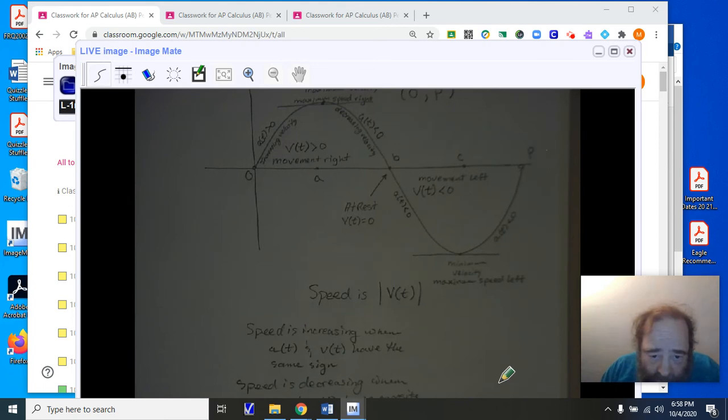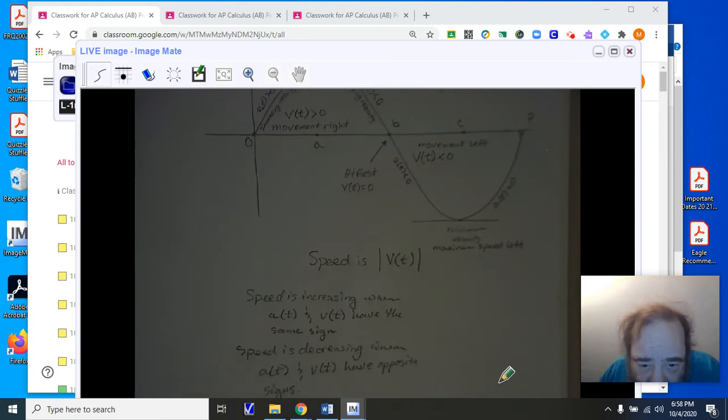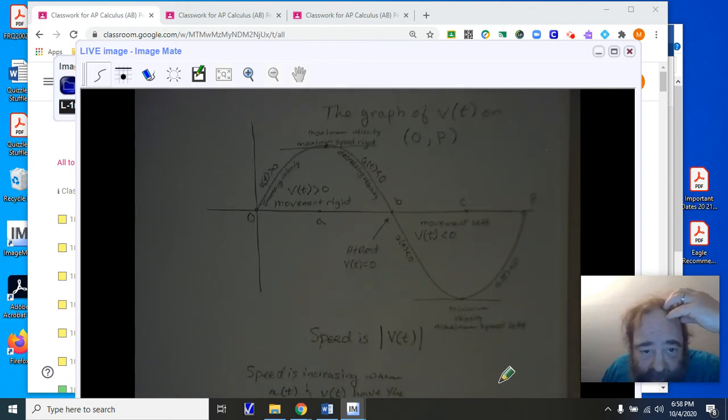So we've got quite a bit here. Let's just make sure you see that. We have an object is moving right when velocity is positive. An object is moving left when velocity is negative. An object is at rest when velocity equals 0.